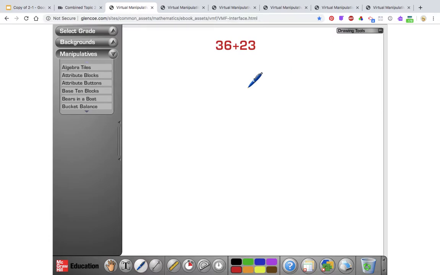There's two ways that I can do that. So I'm going to draw a line down the middle. And I'm going to show you two different ways that we can break apart a number. So if I'm looking at this first number sentence, 36 plus 23, one way that I can break apart these numbers is by splitting them into their tens and their ones.